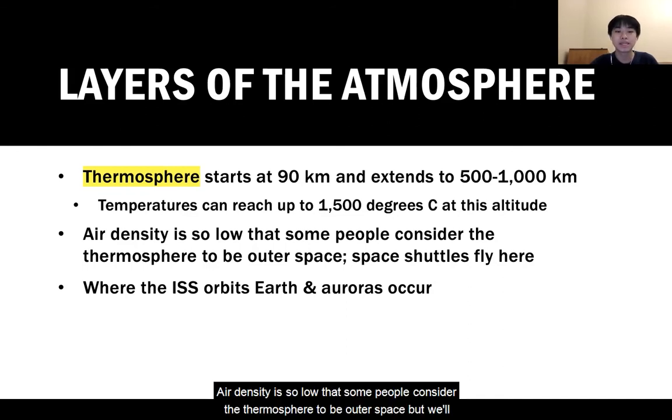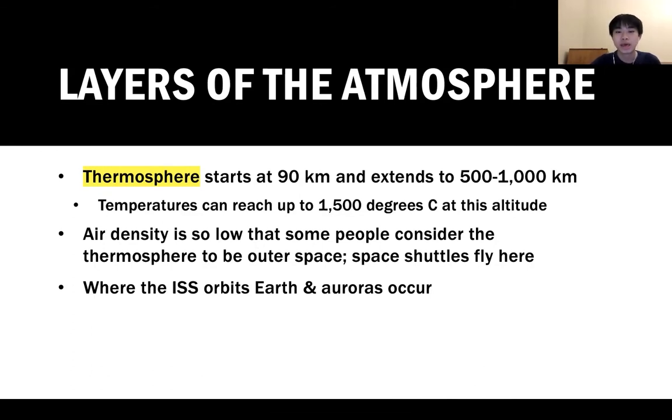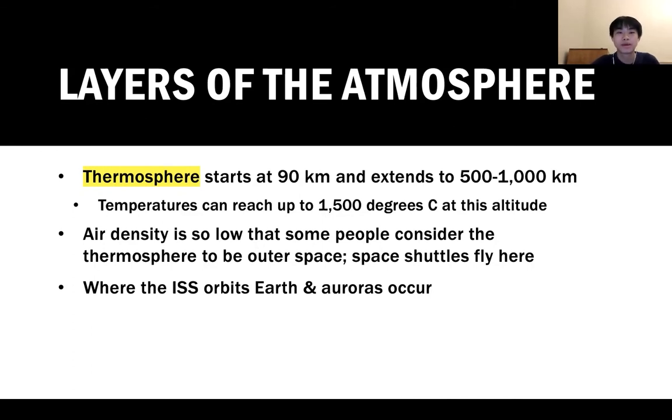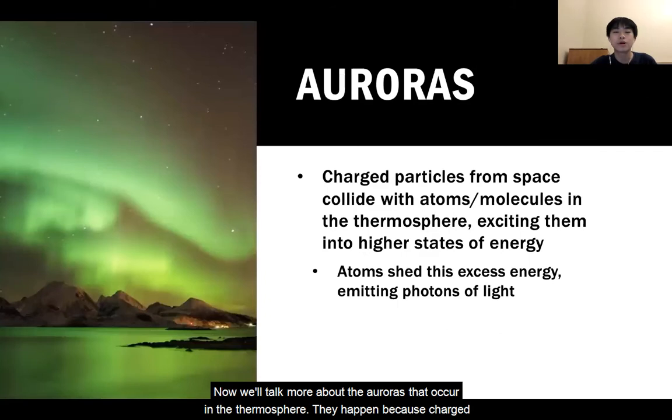And air density is so low that some people consider the thermosphere to be outer space. But we'll talk about how the exosphere actually marks a difference between the atmosphere and outer space. And we know that some space shuttles and satellites fly in the thermosphere. And the thermosphere is actually where the ISS, the International Space Station, orbits Earth. And it's actually where auroras occur. And now we'll talk more about the auroras that occur in the thermosphere.